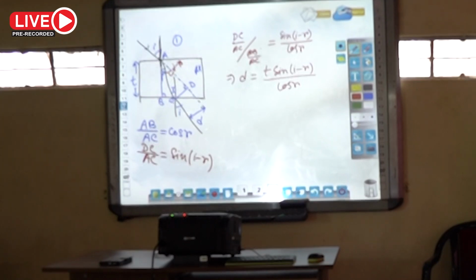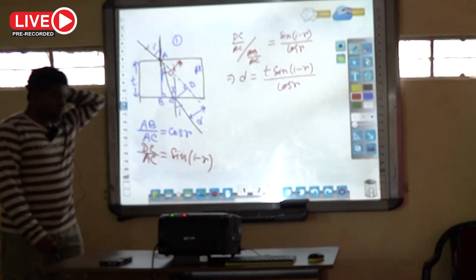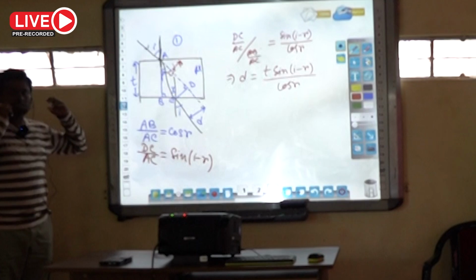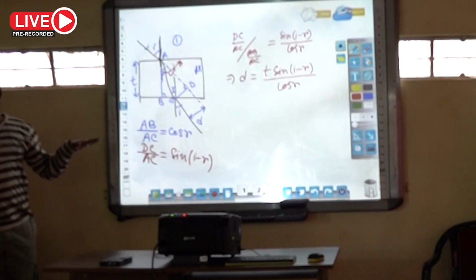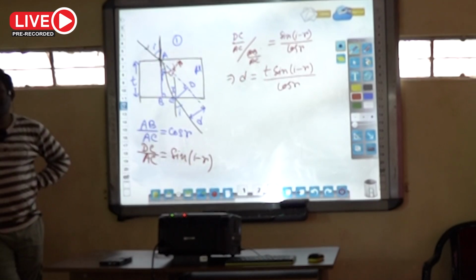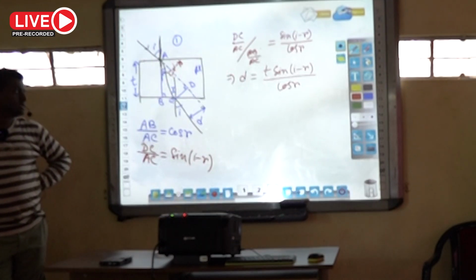So mark it as the number 1. This formula you have to remember. Because if the problem comes, you have to remember this formula and directly put the values to find the answer. There is not that much time that you will derive it in a graph and then solve. So d equal to T sin I minus R by cos R.